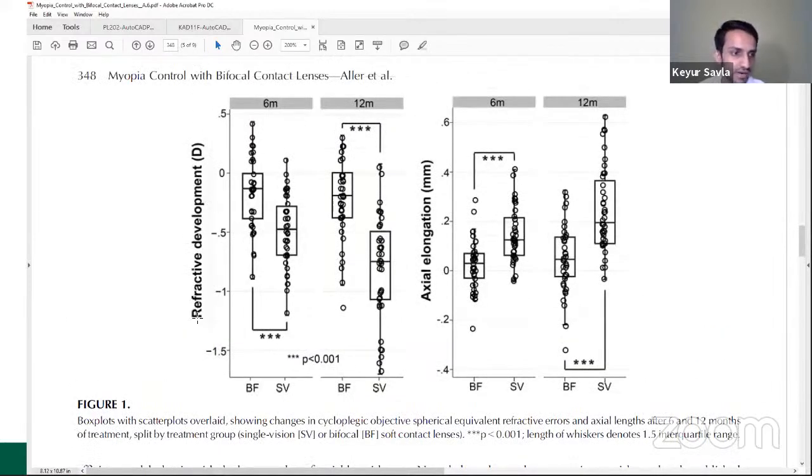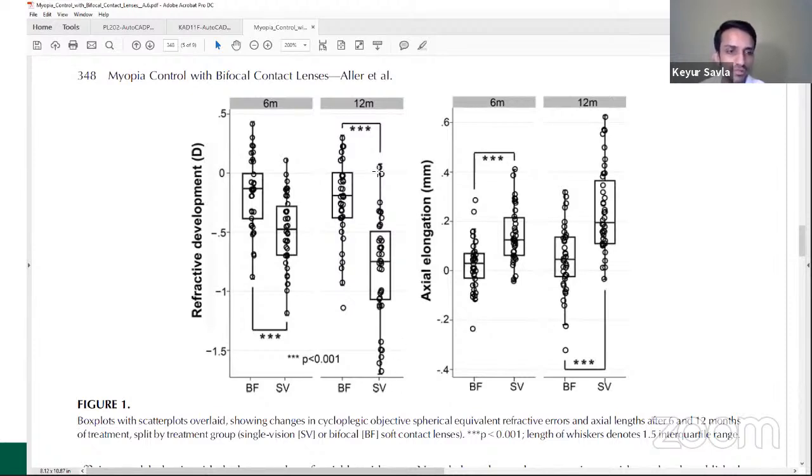And here I can see refractive error, refractive development, bifocal versus single vision, 6 months and 12 months. So this is for 6 months, this is for 12 months. This is refractive development, this is axial elongation. This is 0 and this is minus. So this is probably relative change. You have to understand, of course, what a box and whisker plot is before you can understand all of these details. But assuming you already know that, with bifocal at 6 months it's less change. Over here, it's more change. The same at 12 months, it's very little change from 6 months, and single vision even progresses further.